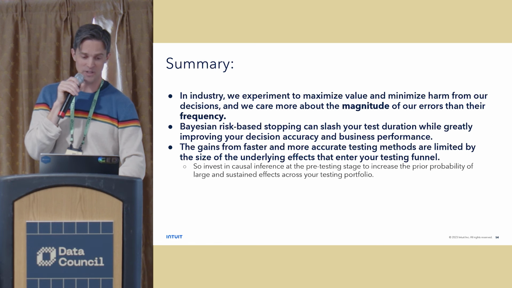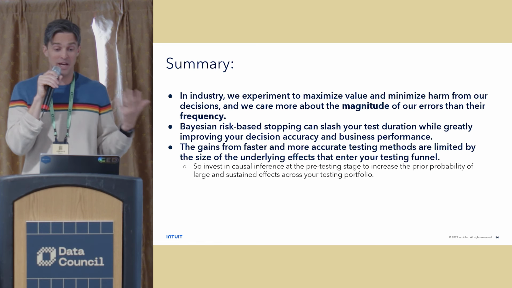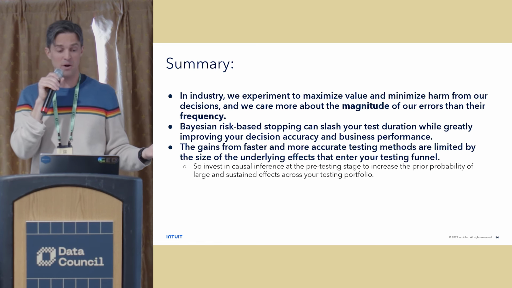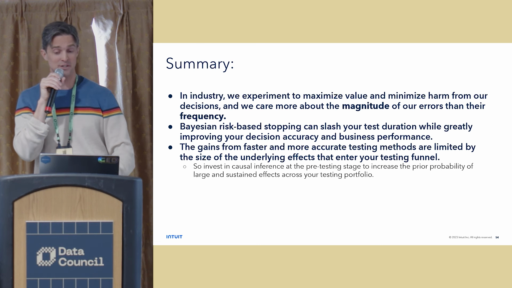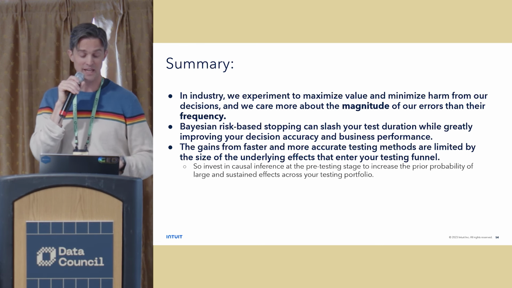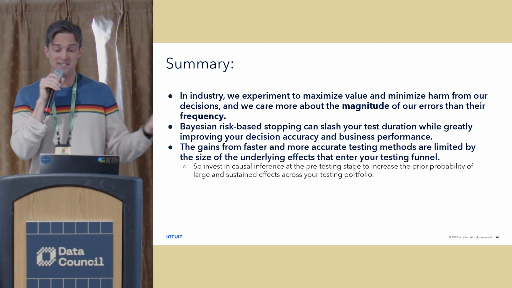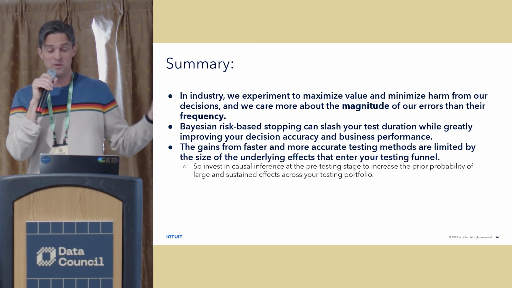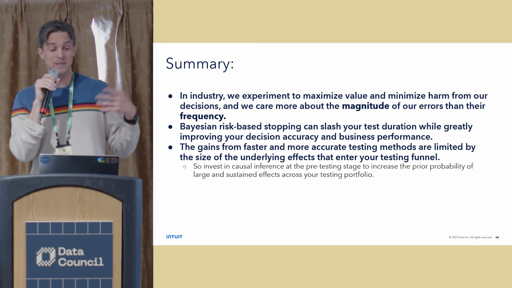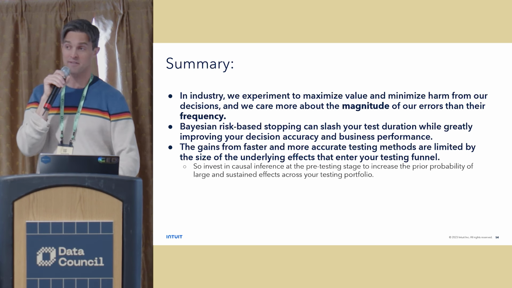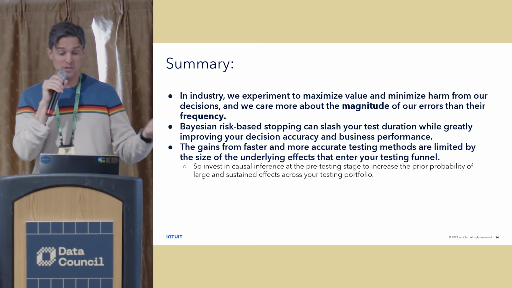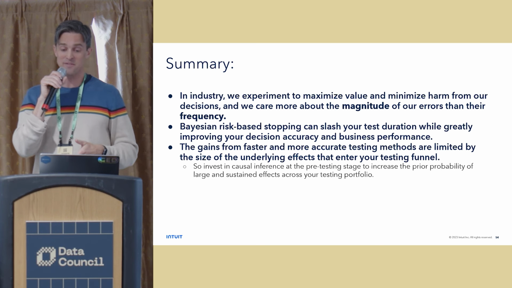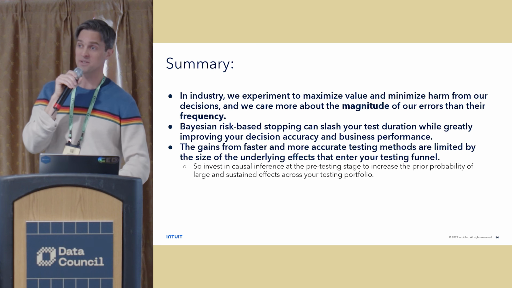And so a final summary is that in industry, I think we experiment to maximize value and minimize harm from our decisions, and that we care more about magnitude of errors than frequency. Bayesian risk-based stopping can slash your test duration while greatly improving your decision accuracy and business performance. The gains from faster and more accurate testing methods are limited by the size of underlying effects that enter your funnel, so you should invest in causal inference at the pre-testing stage to increase your prior probability of large and sustained effects.